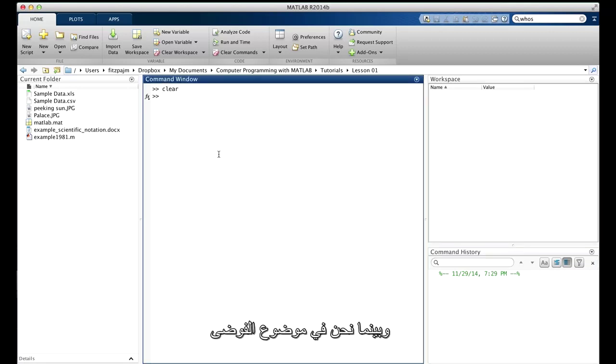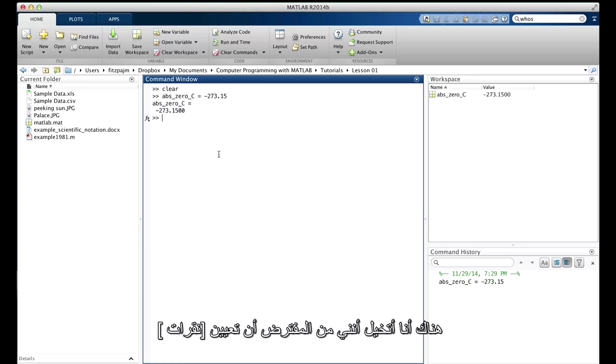And while we're on the subject of clutter, let's give a command. There, I'm imagining that I'm supposed to set the absolute value of 0 in centigrade, which I've done. And the value shows up here in the workspace. It also shows up here on the screen. MATLAB echoes the value that was assigned to the variable.